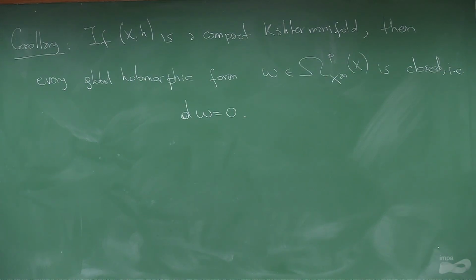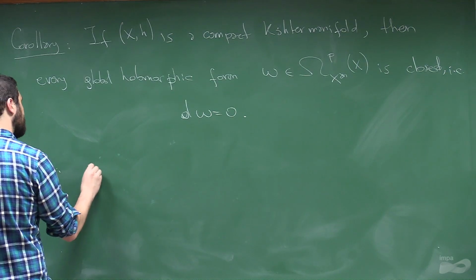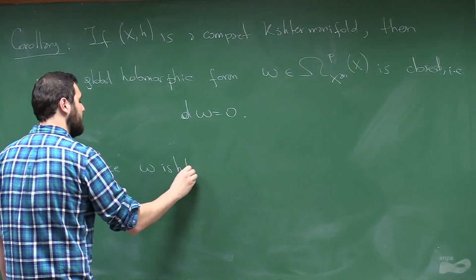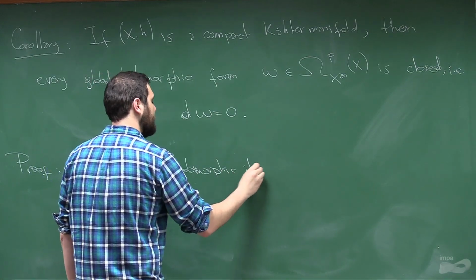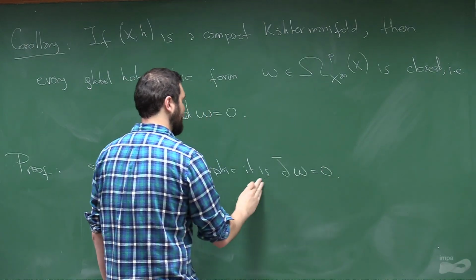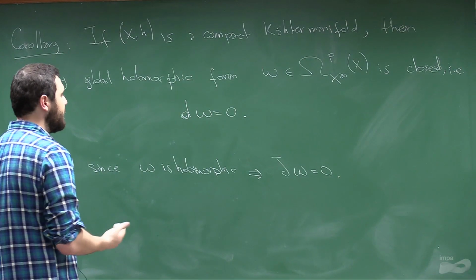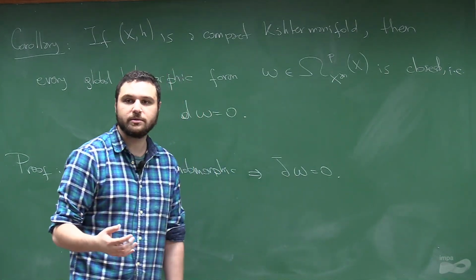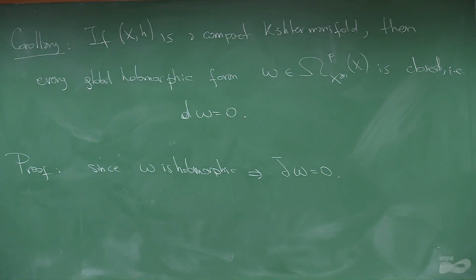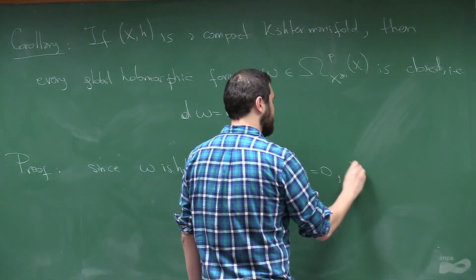Maybe you saw this in a Riemann surface course, for compact Riemann surfaces. Global holomorphic forms are closed. And why? The proof is very simple. Since omega is holomorphic, it is partial bar closed. So in particular, it represents an element in the Dolbeault cohomology group. Furthermore, we know that the partial bar star of omega is 0.